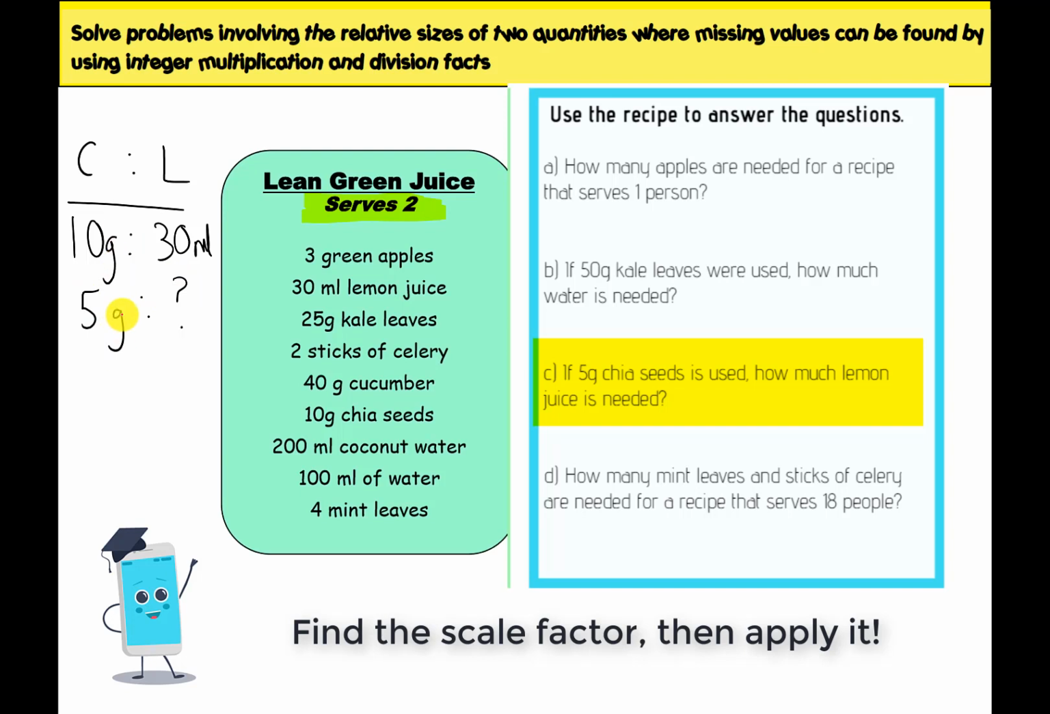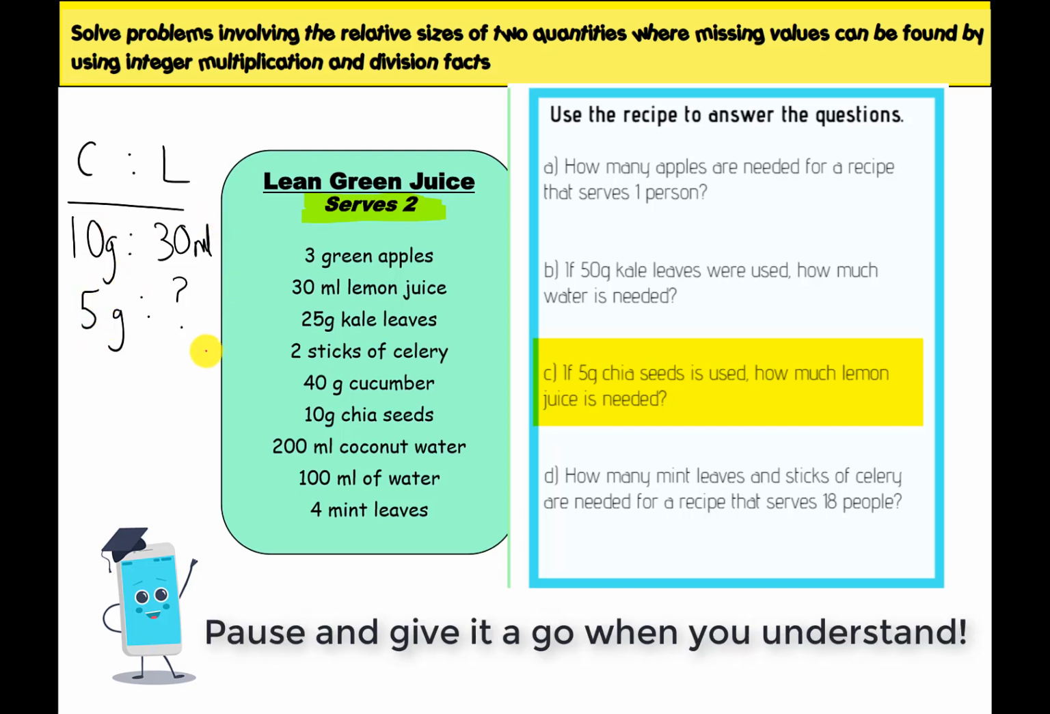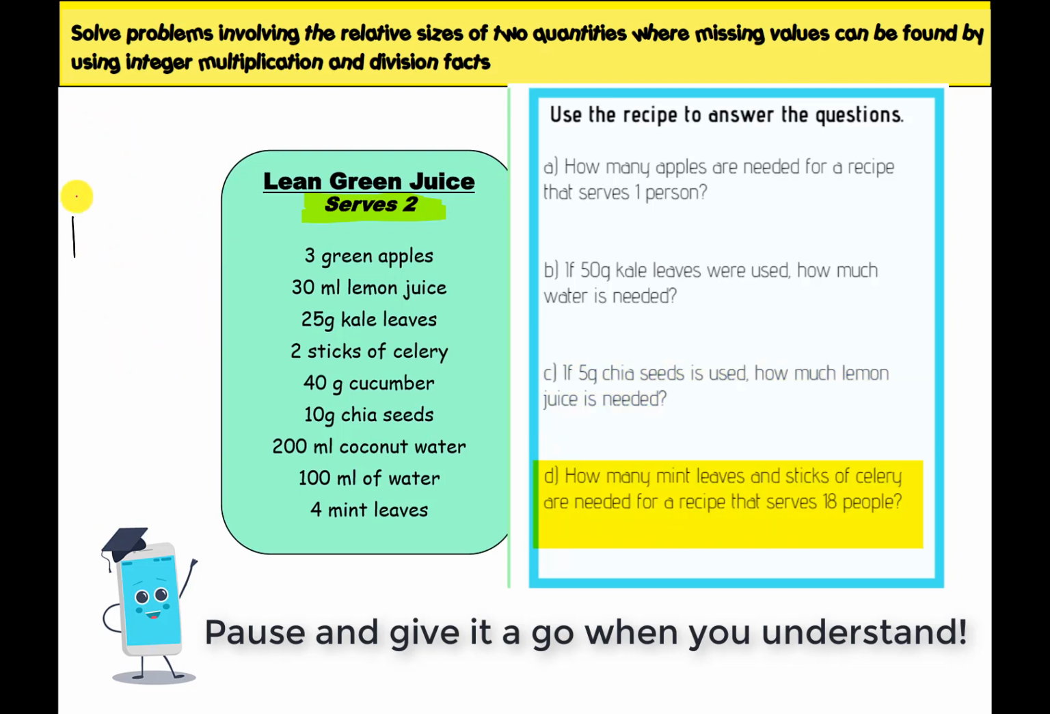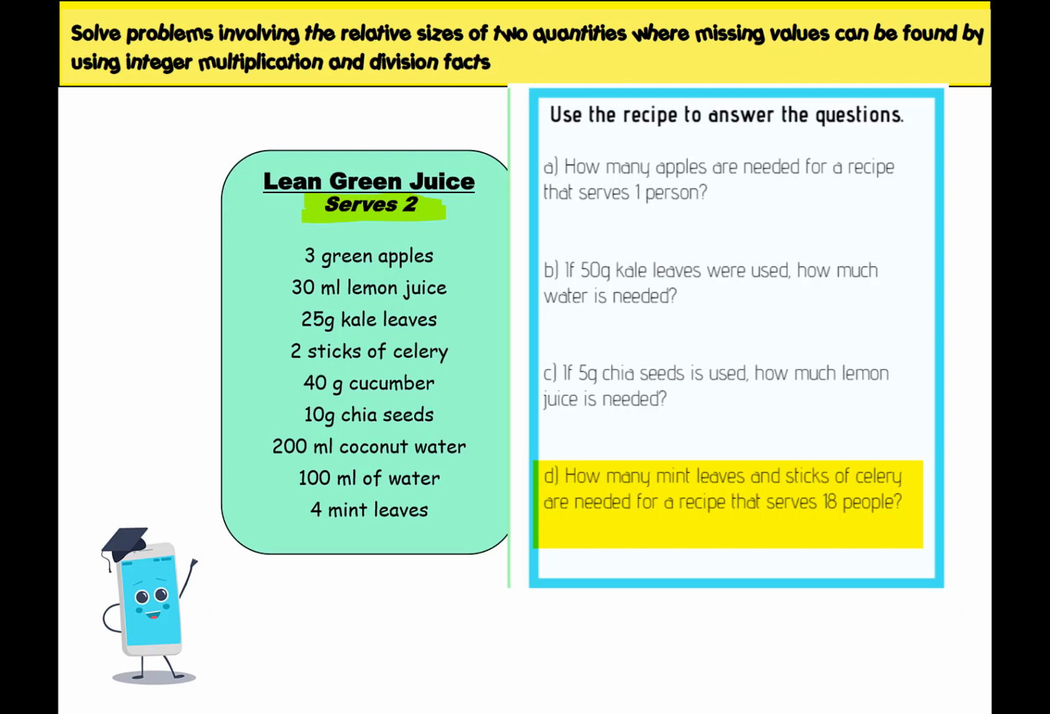And again, you can see I have my two comparisons. What is my scale factor? Remember, it's getting smaller, so I'm dividing by something. What is my scale factor? Can I then apply it to this side? Okay, I hope you're getting the hang of this now. Let's move on. How many mint leaves and sticks of celery are needed for a recipe that serves 18 people?